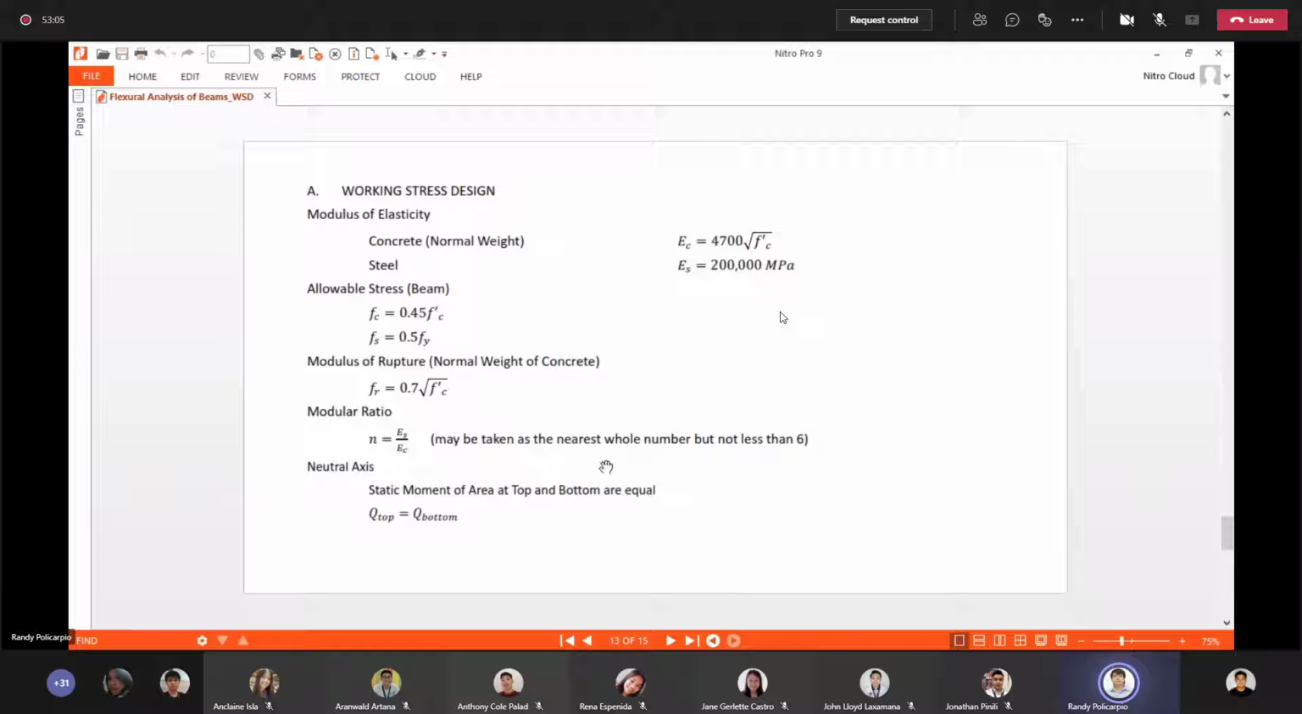But this value must not be less than 6. Okay? So hindi ka pwedeng bumaba ng 6. Okay, so for the determination of the neutral axis, you can actually make use of this equation, no? That the Q top is equal to Q bottom. So mamaya na makikita natin 'to kung paano i-apply, no? Yung pagkuha ng neutral axis.